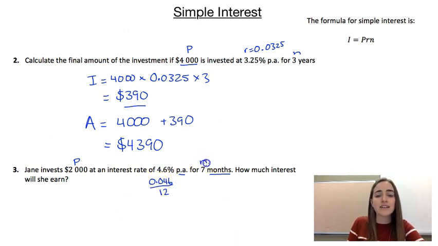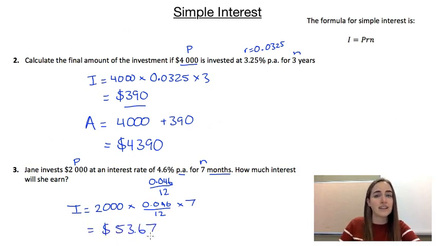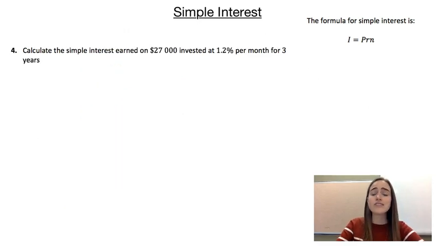And then my N can just still be my 7. So then my interest is going to be 2,000 multiplied by 0.046 over 12 multiplied by 7, and that's going to give me $53.67 interest.